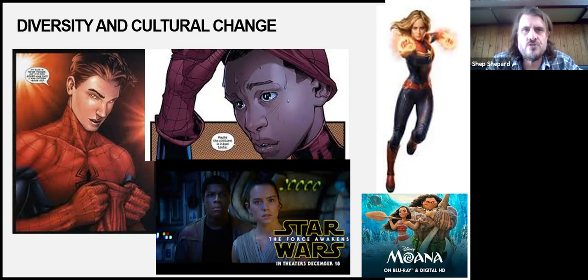So I present the changing faces of these characters, like in the Star Wars films, where now you have a prominent female character in the action role, and Finn, the African American character, who I guess is a stormtrooper in that film. Moana, and how Disney princess films have changed over time. We look at superheroes, female superheroes like Wonder Woman and Captain Marvel, and how popular they've become.